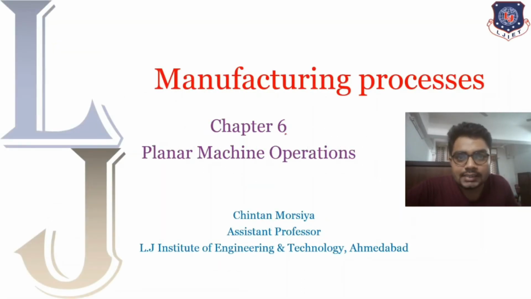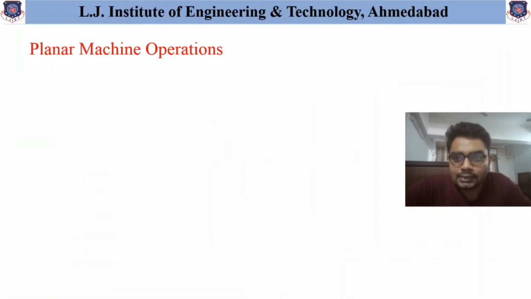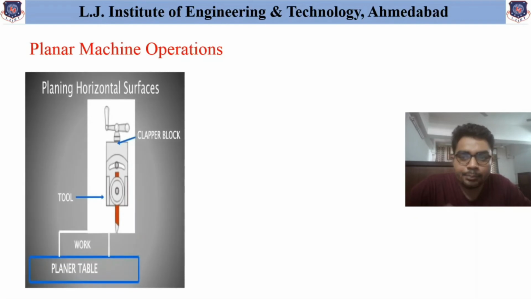Now we will discuss planar machine operations. To understand different planar machine operations, that means if one wants to machine a horizontal surface, maybe a vertical surface, or angular surfaces, then how to operate these different planar machines. So the first case is planing the horizontal surfaces and how these horizontal surfaces can be obtained. To understand this, just take a simple example.